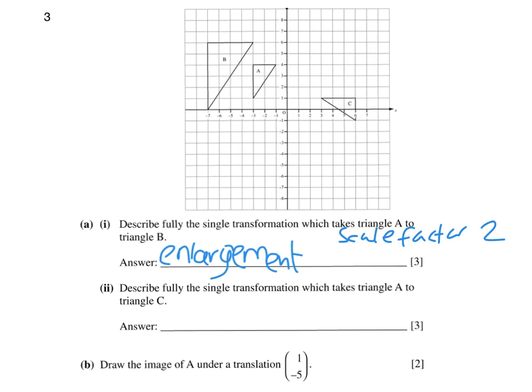The final thing that you need to give for an enlargement, if there are 3 marks, is the centre of enlargement. Now, in order to do that, you need to use a ruler and accurately rule lines which go from each corner of the bigger shape to the smaller shape and on out. And then those lines will cross. Where those lines cross, that will be your centre of enlargement.